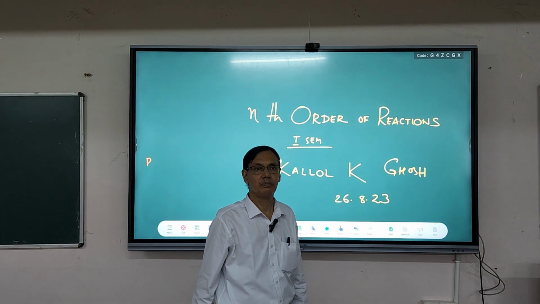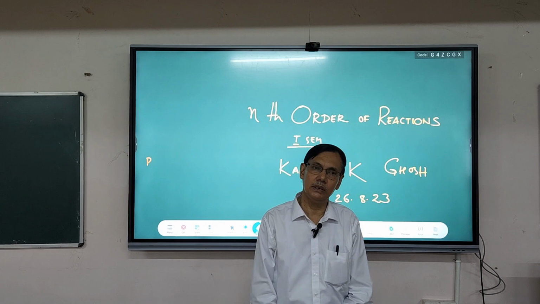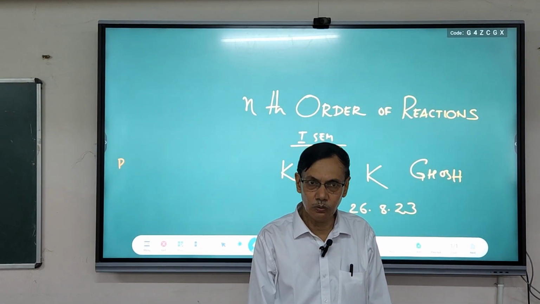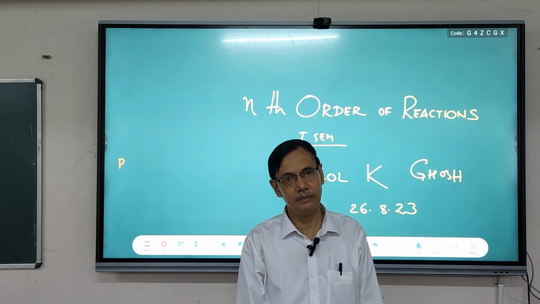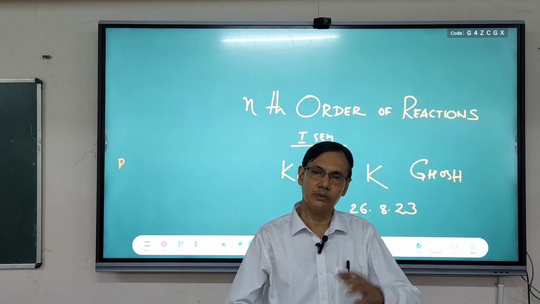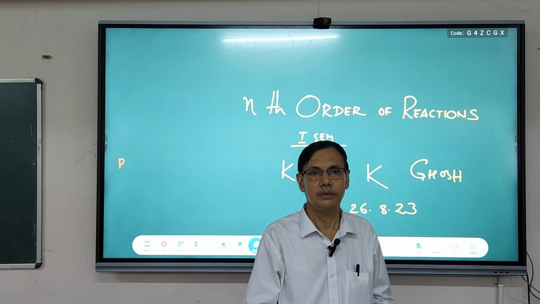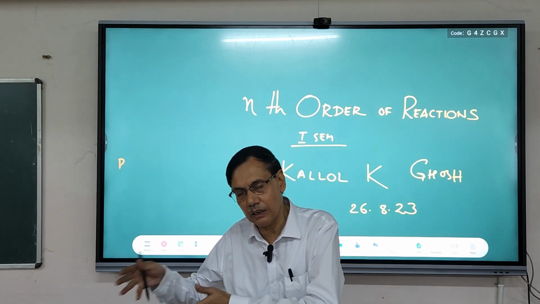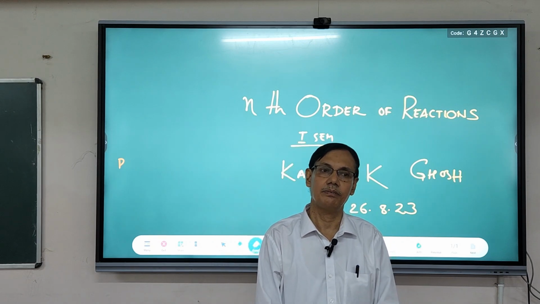So friends, you know about the order of reaction, molecularity, rate constant and rate law. And you know that there are different types of order of reactions. It may be zero order of reactions, it may be first order of reaction, second order reaction, fractional order of reactions, even negative order of reactions.